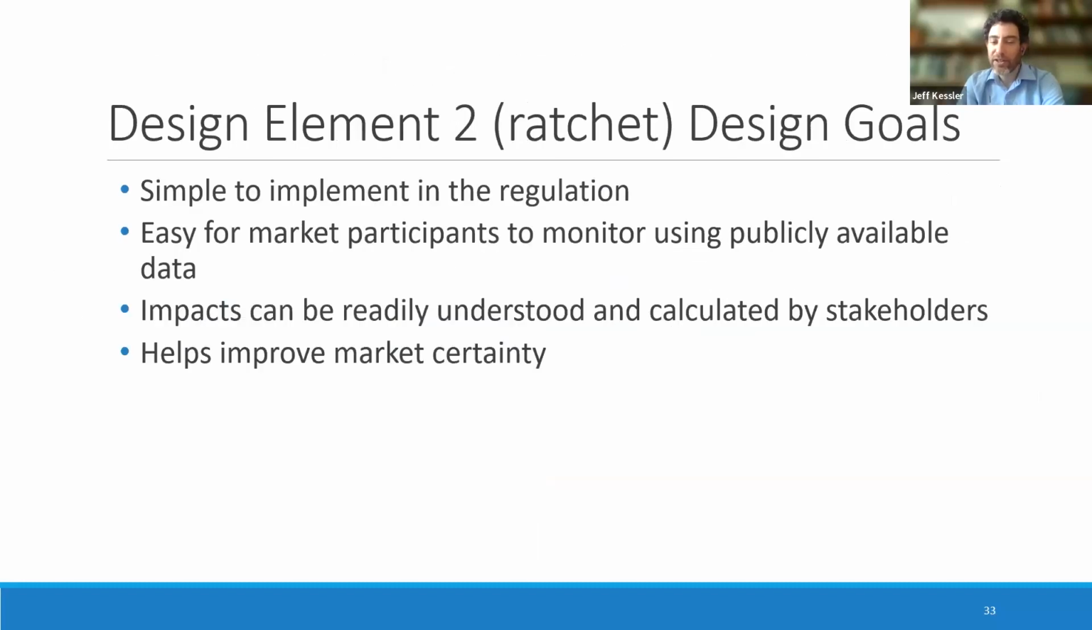In terms of the ratchet, or how to adjust the carbon intensity benchmark, staff design goals have emphasized keeping the mechanism simple and easy to understand. Consistent with overall program goals, the purpose of an auto acceleration mechanism is to improve certainty in the LCFS credit market. As such, if the market trigger conditions are met, then it should be relatively easy for market participants to model and understand how program compliance may change.